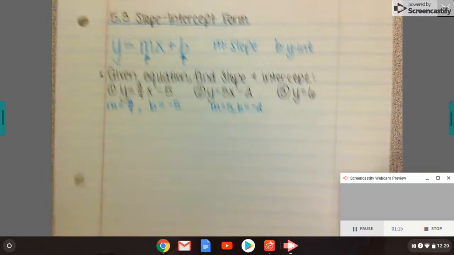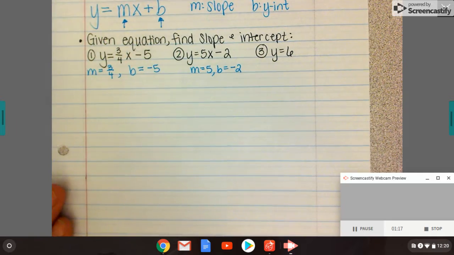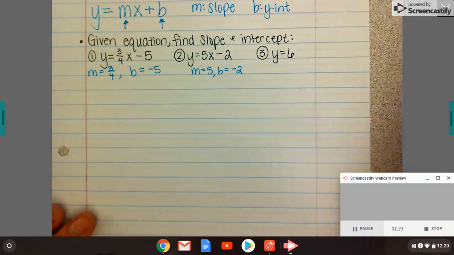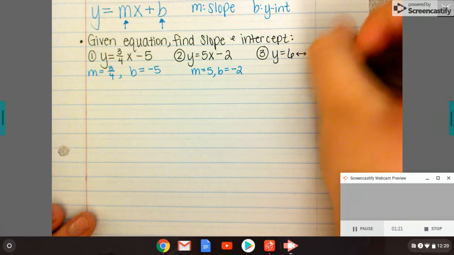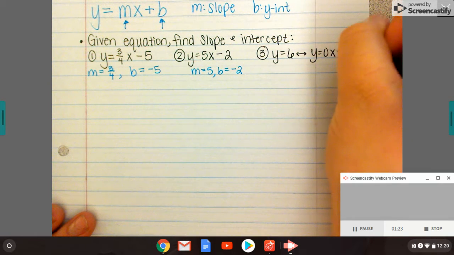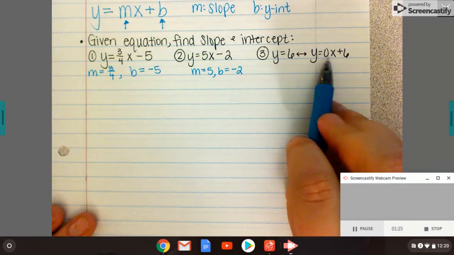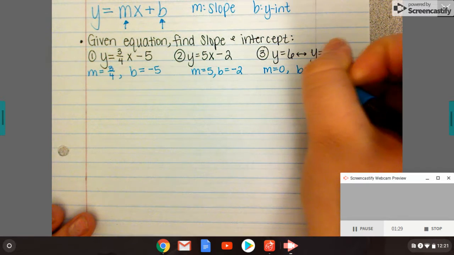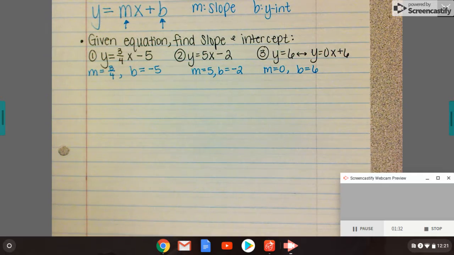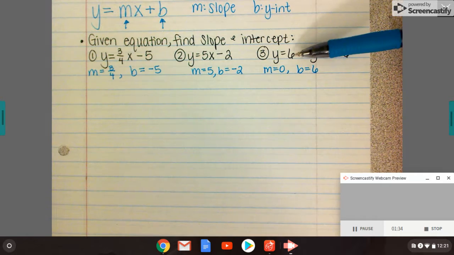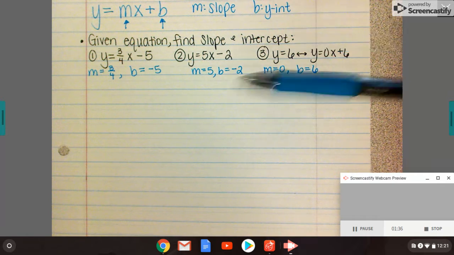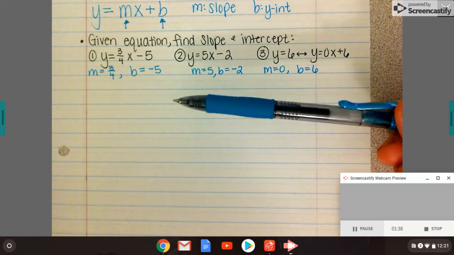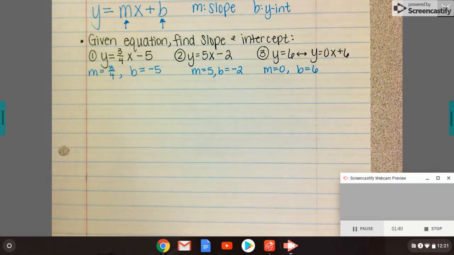The third one's a little bit different. It is the equation y equals 6. Notice I could have rewritten this as y equals 0x plus 6. And then it's a little bit more obvious to see that our slope is 0 and our b is 6. This line y equals 6 is actually going to be a horizontal line that goes this way. So its slope is 0 anyway. So that one's all set.